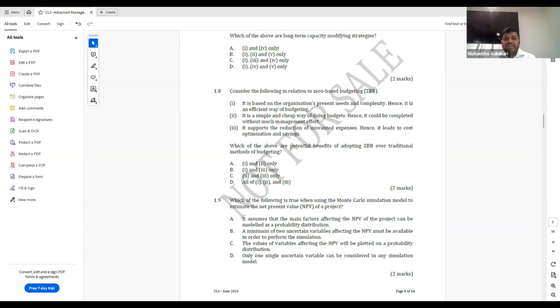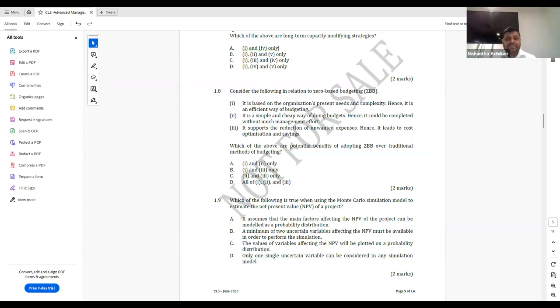Number two, it is simple and cheap way of doing budget. Hence, it could be completed without much management effort. Can you do that with a simple effort like incremental budgeting? What is the incremental budgeting? You will add 5 or 10%, you will do some modification to last year's budget. The deficiencies will be carried over. But in zero-based budgeting, you have to do it from scratch. Each and every expense needs to be justified to include in the budget. Therefore, this is not an easy task. Therefore, number two is wrong.